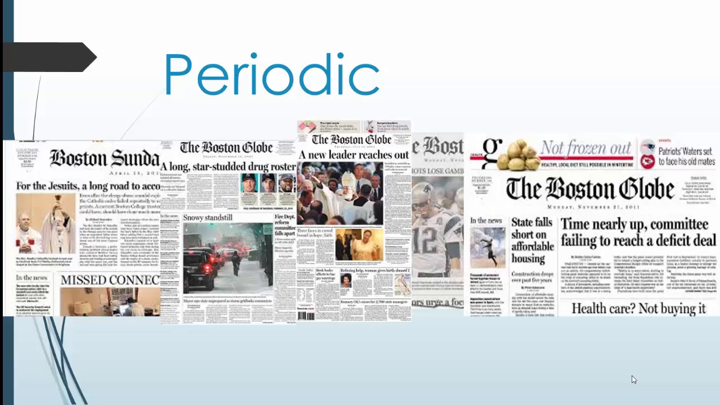So going 1, 2, 3, 4, 5, 6, 7, 8, 9, 10 ad infinitum is not periodic. Going 1, 2, 3, 4, 5, 6, 7, 8, 1, 2, 3, 4, 5, 6, 7, 8, that's periodic. For those of you that are musically inclined, the scales A, B, C, D, E, F, G, A, B, C, D, E, F, G is also a periodic pattern.